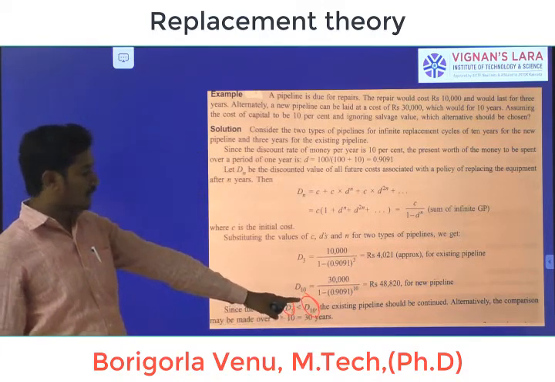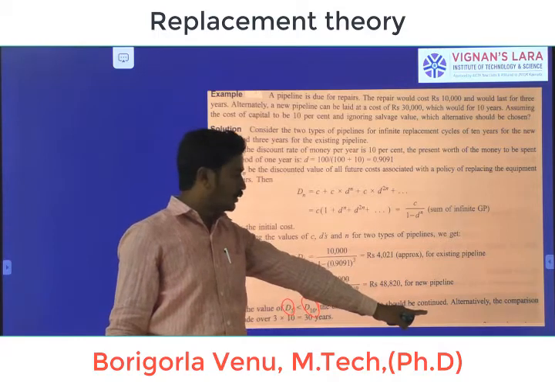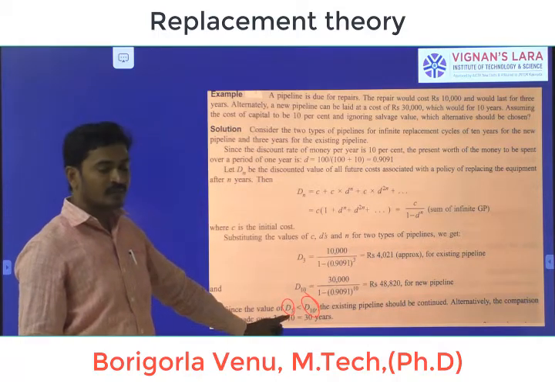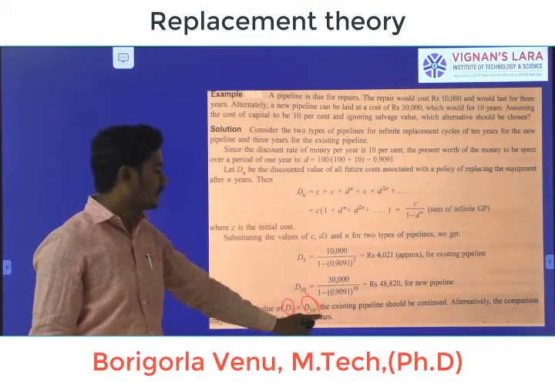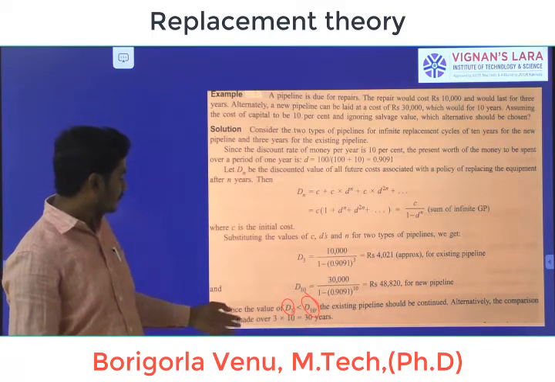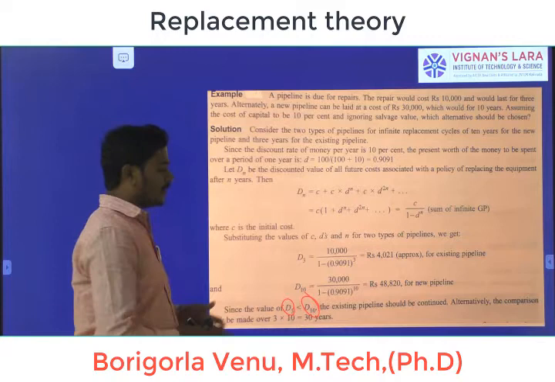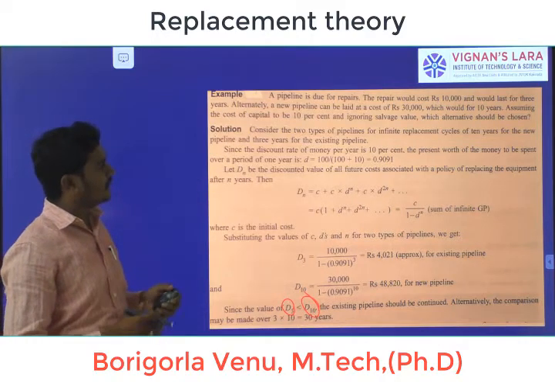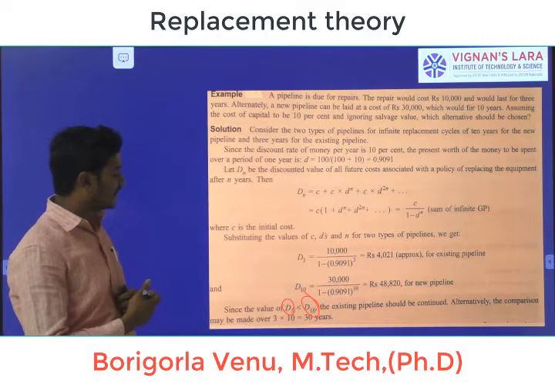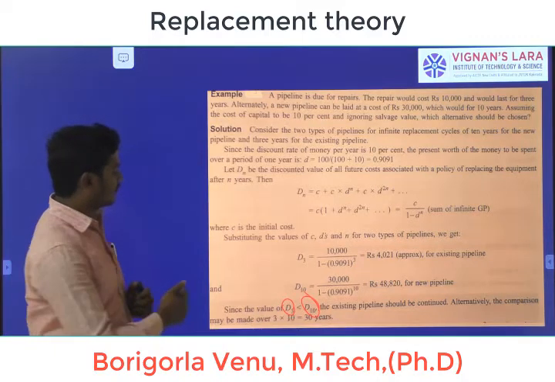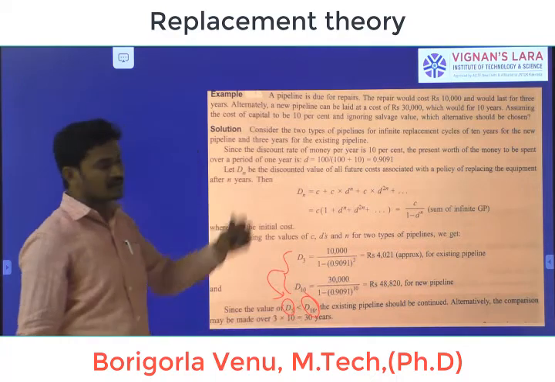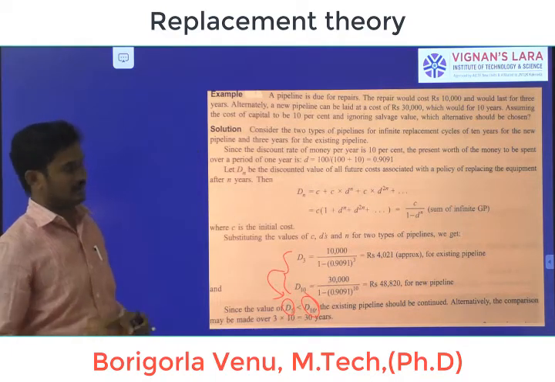After this, D3 is less than D10, so the existing pipeline should be continued. Alternatively, the comparison may be made over 3 into 10, that is equal to 30 years. Up to 30 years we calculated. The existing pipeline may give a life of 30 years, and from this we are going to replace the existing pipeline after 30 years.